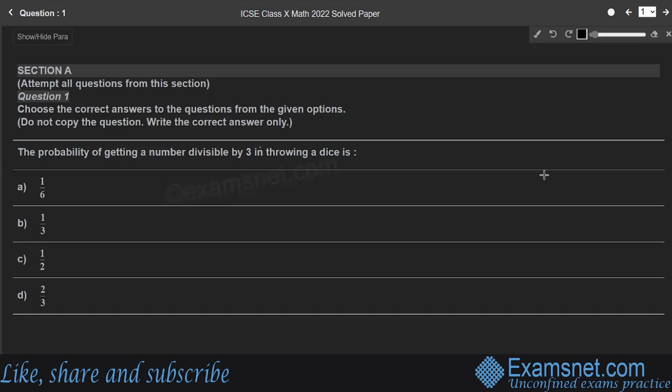Hello students, today we are going to solve class 10 ICSE Maths paper 2022.